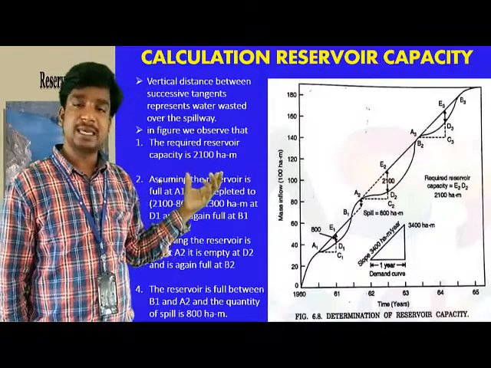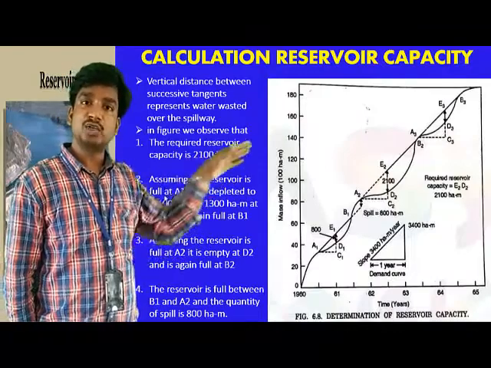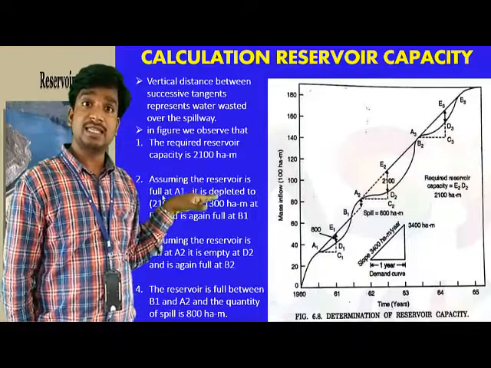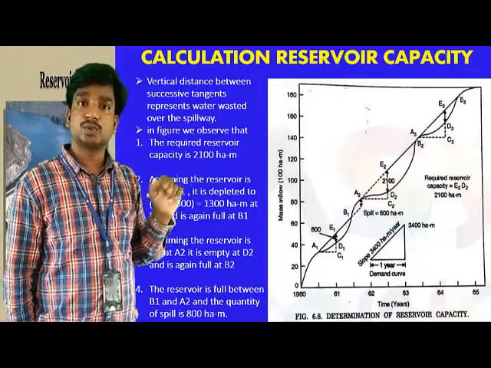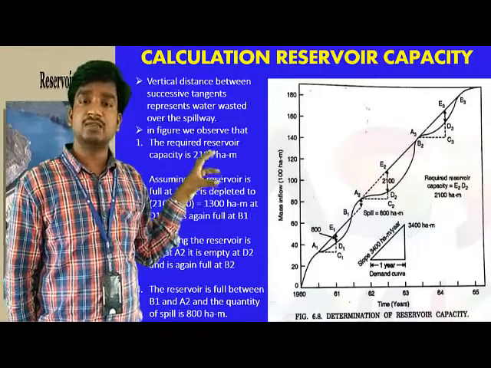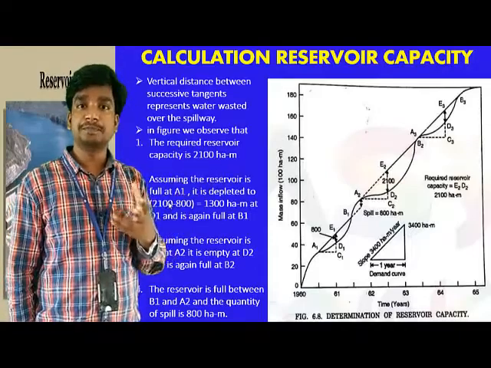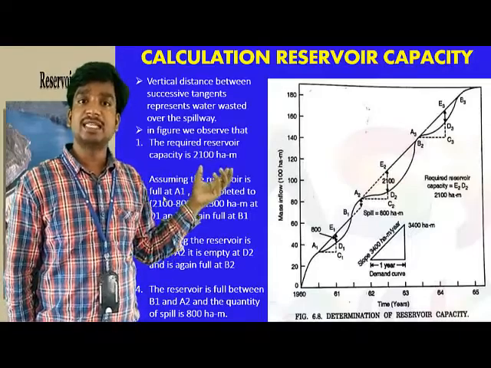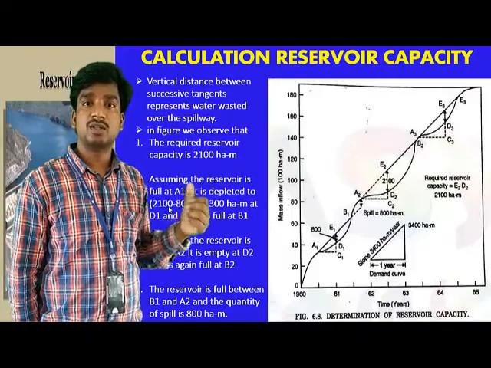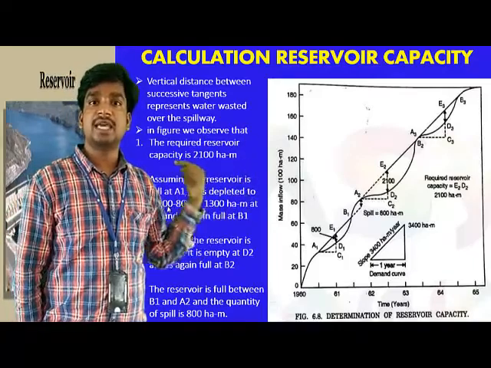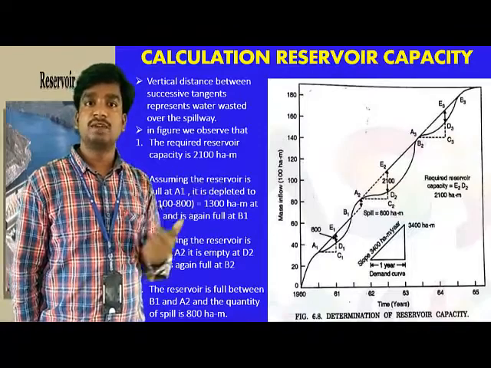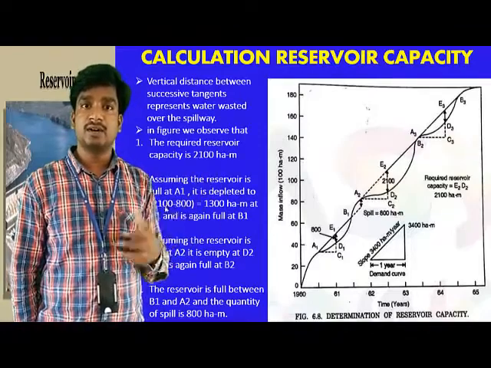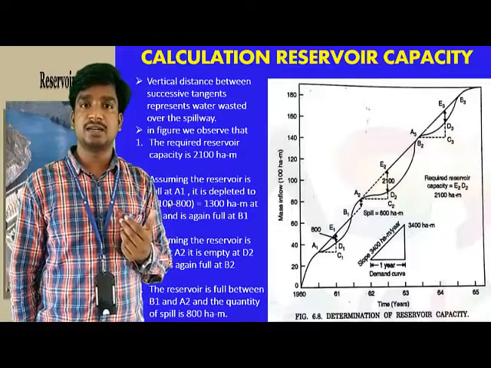If the demand is the same, our tangent should be a straight line, but instead there is a difference in the successive tangents. This difference in the successive tangents gives you the information that there is a spill of water. That amount of water is indicated as 800 hectare-meters. This is what we discussed in the last class; let us consider it as a revision.